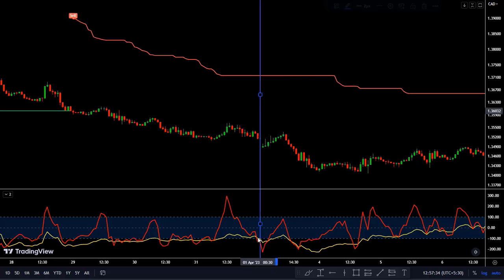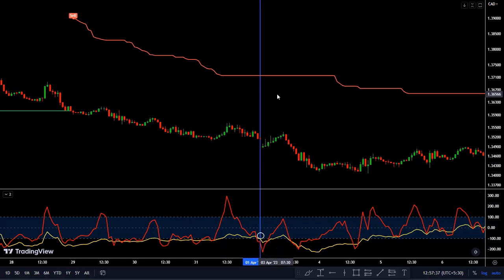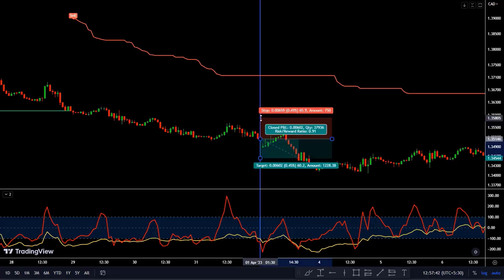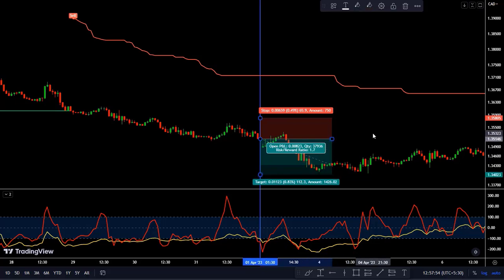Next, we need to wait for the fast CCI to go above the upper band, plus 100. Next, we need to wait for it to go down and cross the yellow CCI line, and then finally it goes down below the lower band, which is the minus 100. If all these conditions are met, we can place our sell order at the close of the price bar. For this sell trade example, I'm going to place my stop loss above the recent swing and aim for a minimum of 1:1.5 risk to reward.